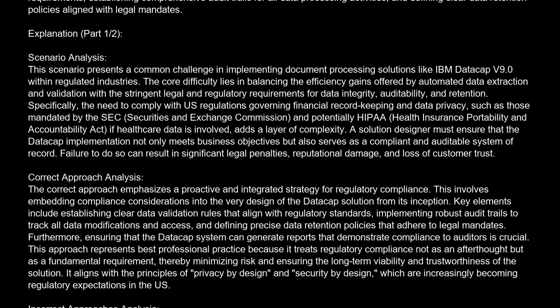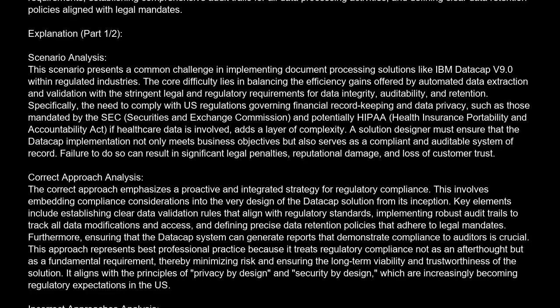Correct approach analysis. The correct approach emphasizes a proactive and integrated strategy for regulatory compliance. This involves embedding compliance considerations into the very design of the Datacap solution from its inception. Key elements include establishing clear data validation rules that align with regulatory standards, implementing robust audit trails to track all data modifications and access, and defining precise data retention policies that adhere to legal mandates. Furthermore, ensuring that the Datacap system can generate reports that demonstrate compliance to auditors is crucial.